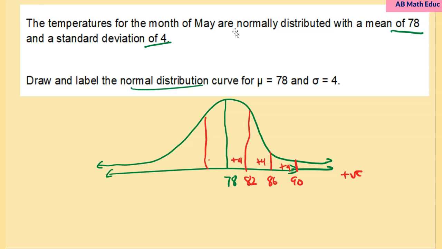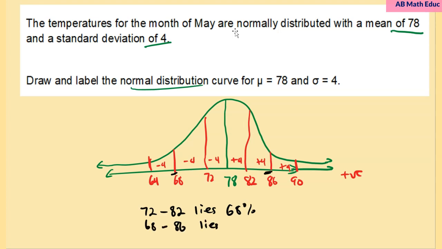And then when you're coming this way, you're subtracting 4. We have been able to construct the normal distribution that they're looking for. We can say that within 74 to 82 lies the 68 percent, and then 70 to 86 lies the 95 percent, and then 66 to 90 lies the 99.7 percent.